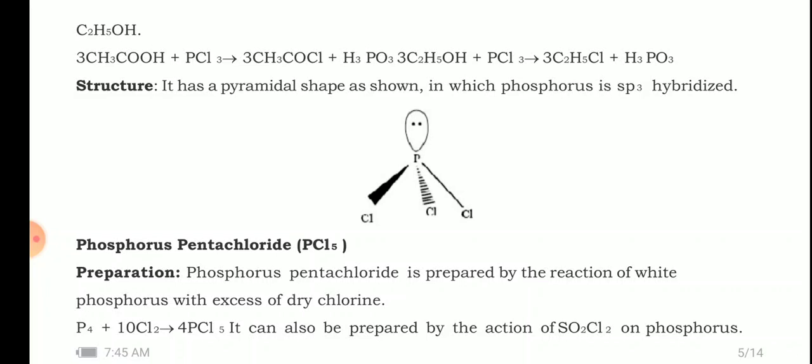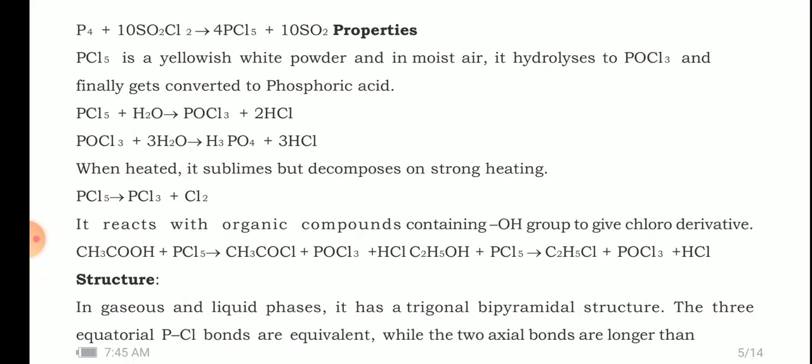Next, PCl5, phosphorus pentachloride, is prepared by the action of white phosphorus with excess of dry chlorine. So here we need to take an excess of chlorine, that will form PCl5. It is also prepared by the action of thionyl chloride on phosphorus. PCl5 is a yellowish white powder and in moist air it hydrolyzes to POCl3 and finally gets converted to phosphoric acid. So when PCl5 reacts with water, it forms POCl3 plus HCl, and POCl3 when it reacts with water forms H3PO4 plus HCl. When heated, it sublimes but decomposes on strong heating.